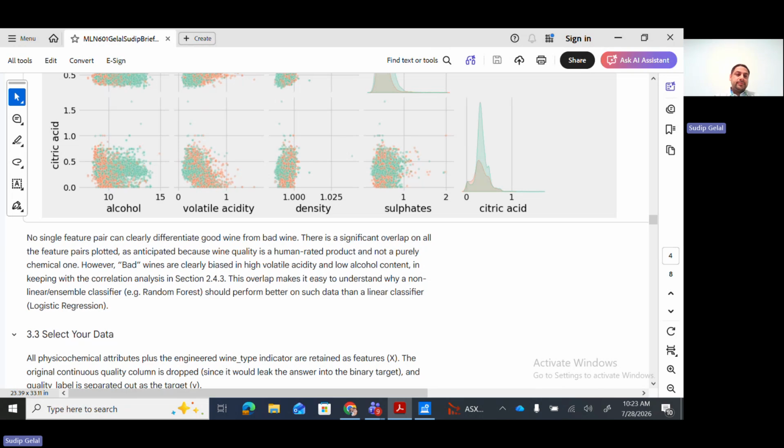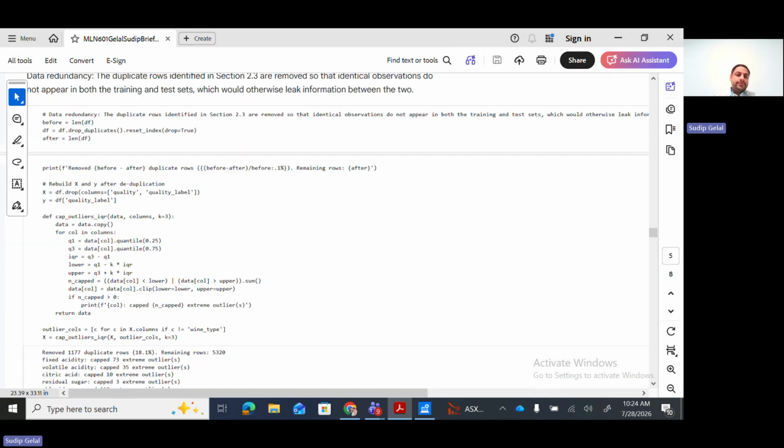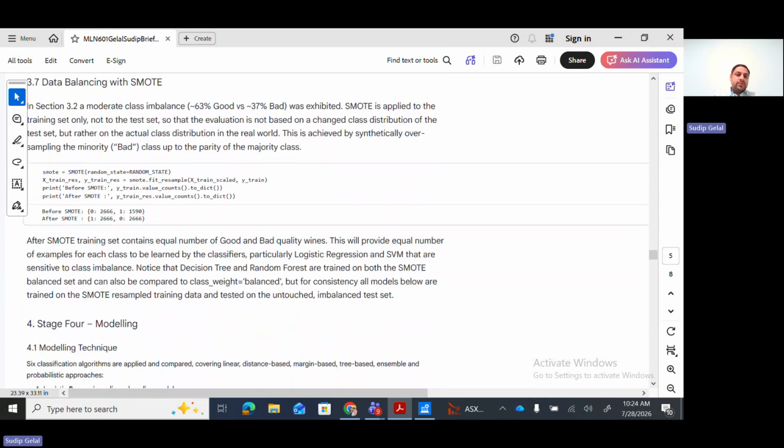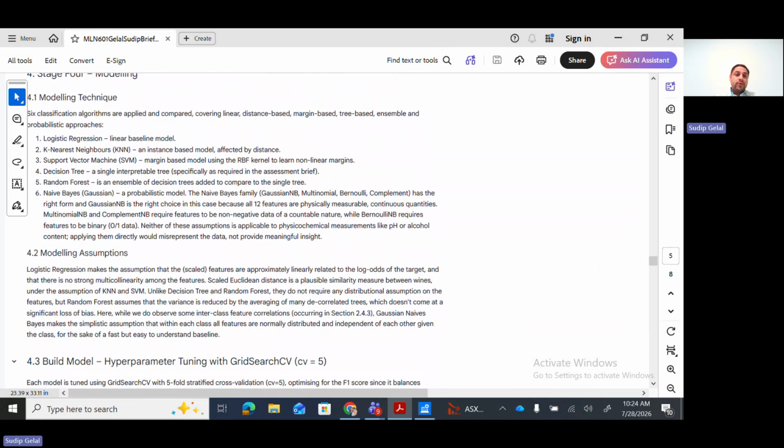In stage four, we have a glance at the modeling techniques, which are very important for this assessment. Now I'll explain the modeling stage, which is the most important part of this project. The purpose of this stage was to find which machine learning model gives the most accurate prediction. Instead of choosing one model, I compared six different algorithms because each model learns from data in a different way.